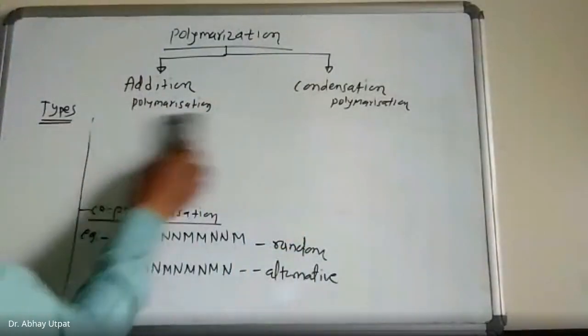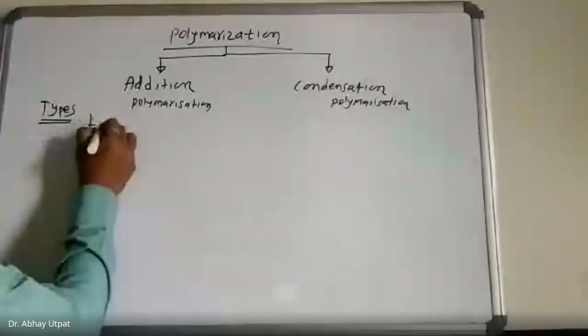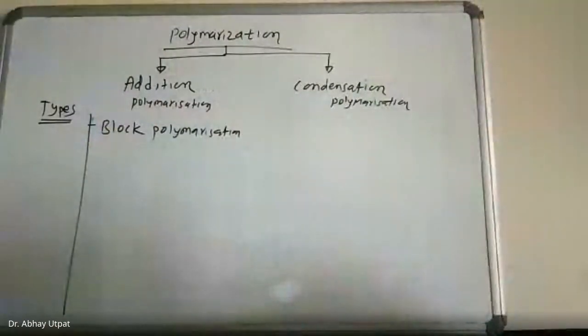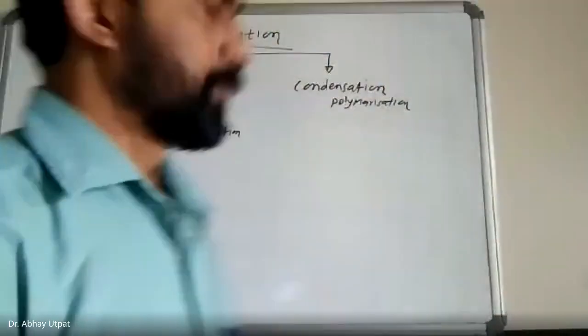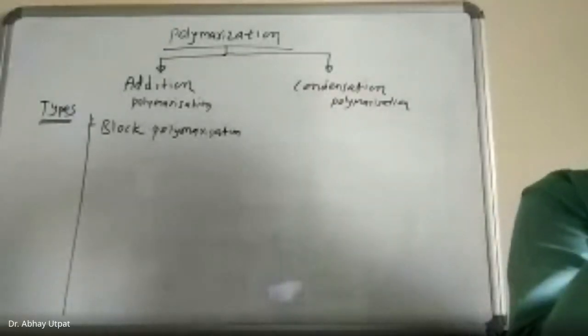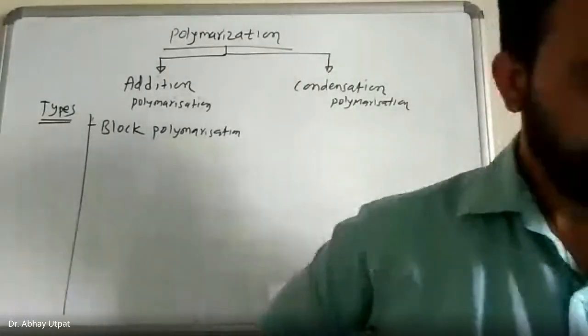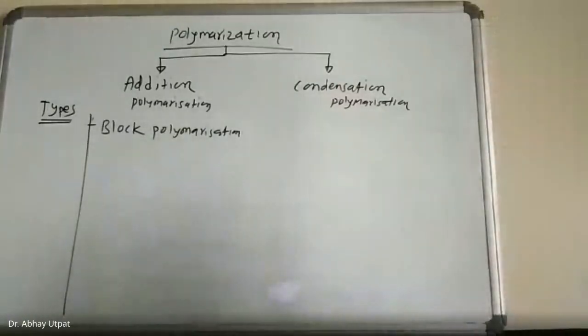Third type, block polymerization. Write down. In this type, polymers are resulting from straight polymerization coupled together.